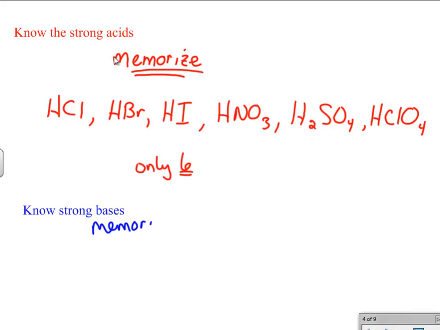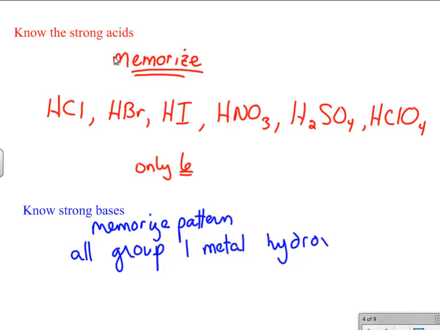Strong bases, you don't have specific bases so much to memorize as knowing the pattern that generates strong bases. Strong bases are created by all group 1 metals combined with hydroxide ions. So group 1 metal hydroxides are all soluble, are all strong bases.